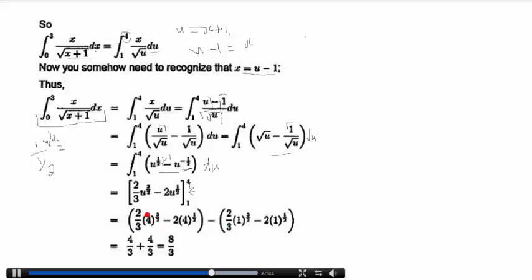In this case, 4 to the power 3 upon 2 multiplied by 2 divided by 3, minus 2 into 4 to the power half, we will get 4 upon 3, and this will get a negative, and negative will become a positive. So we'll have 4 upon 3 plus 4 upon 3, which will be 8 upon 3. So this is our final answer, 8 upon 3. This was a simple approach because we used substitution.